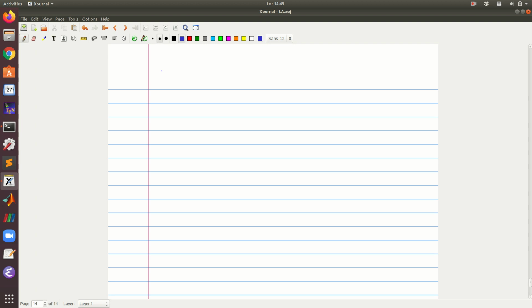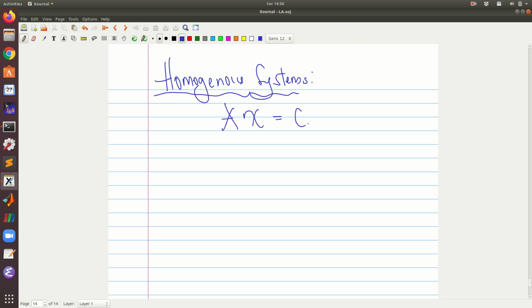For today, we would like to look at homogeneous systems. Now, a homogeneous system is simply a linear system of equations for which the right-hand side vector b consists entirely of zeros. Remember, our general form was Ax equals b. In this case, if b equals the 0 vector, then this system here is homogeneous. Please note that the entire b has to consist of zeros.